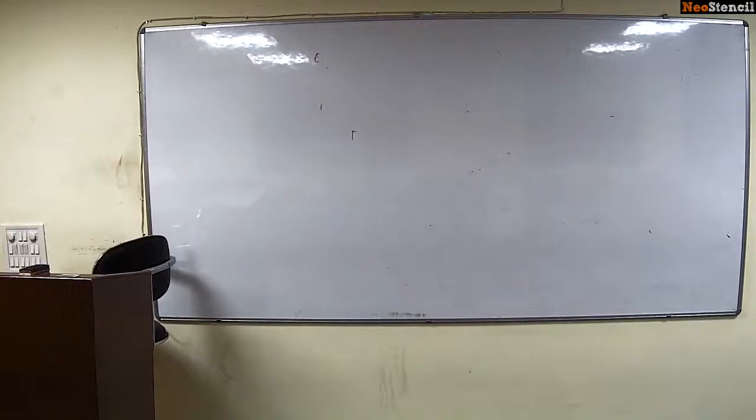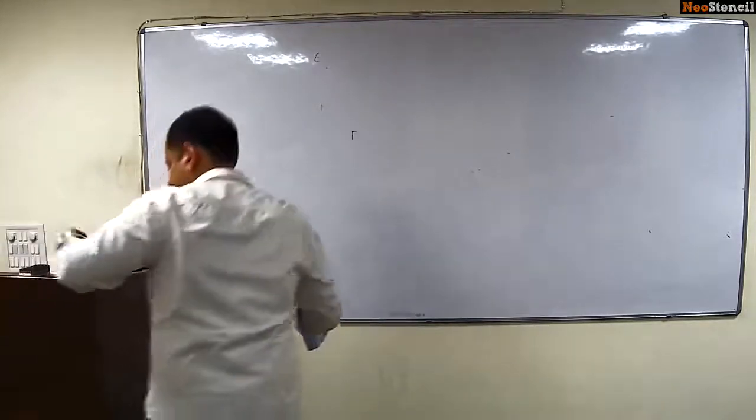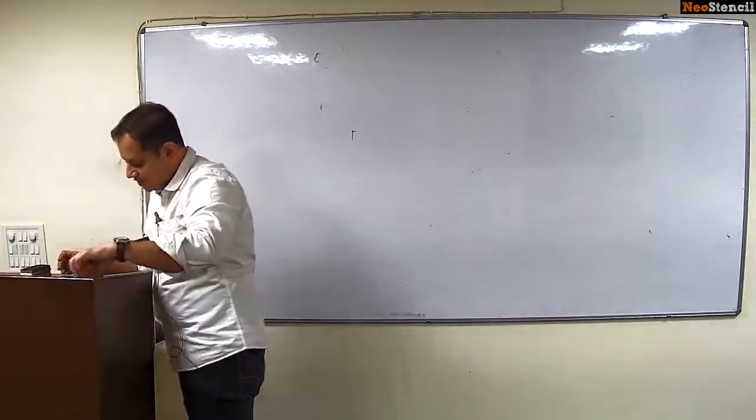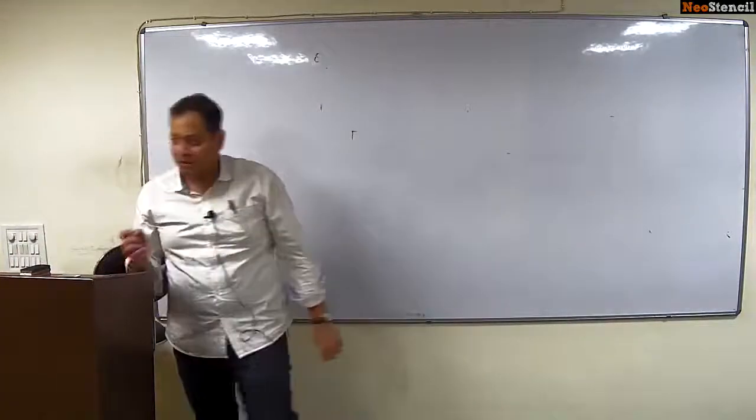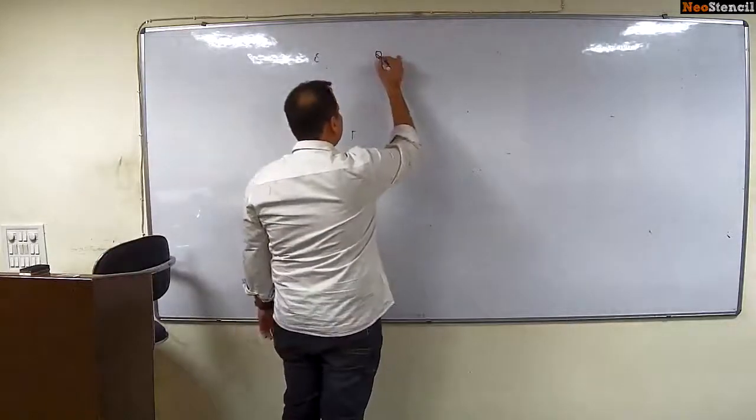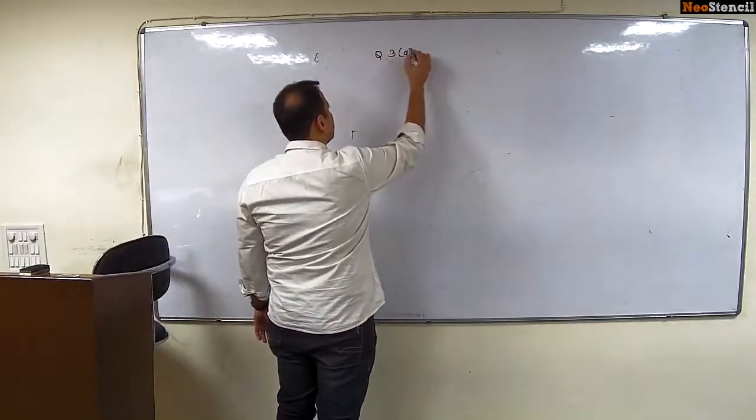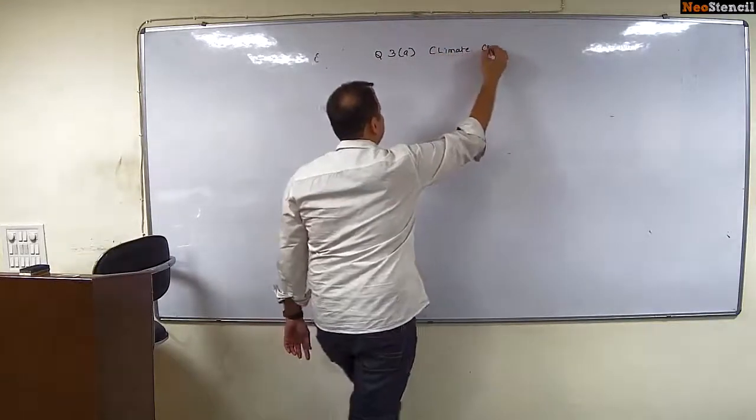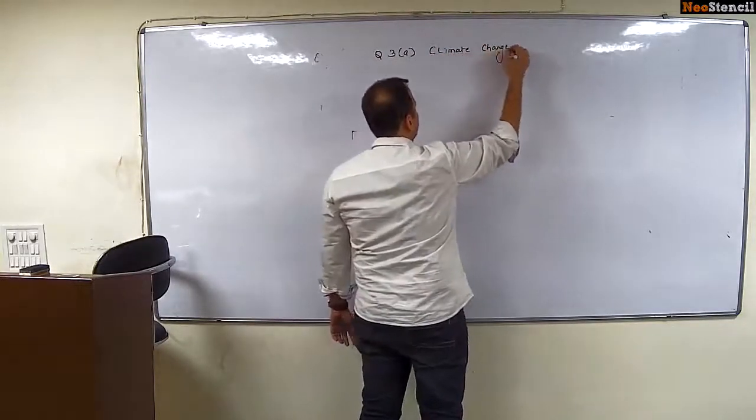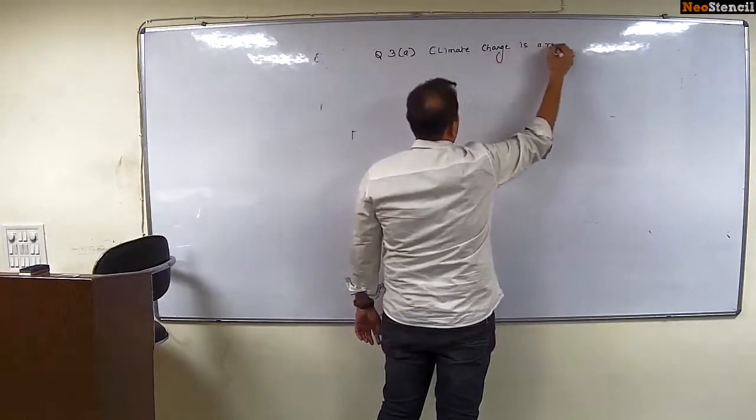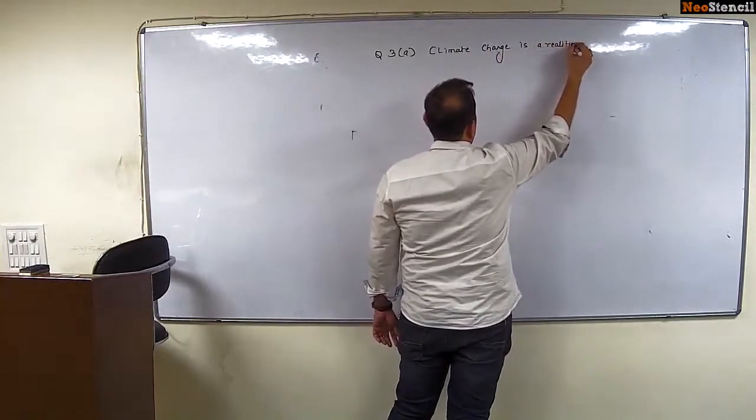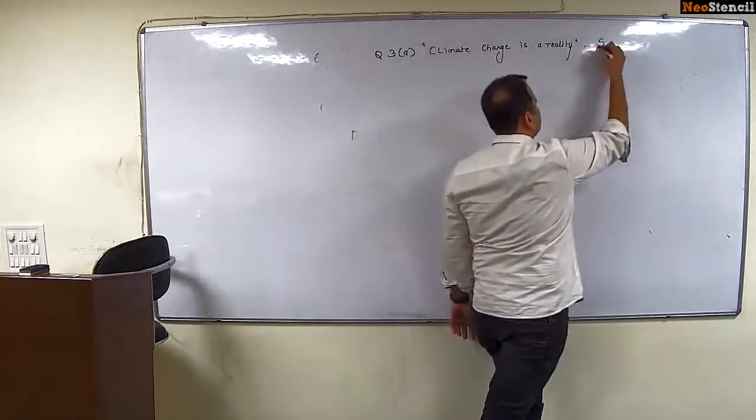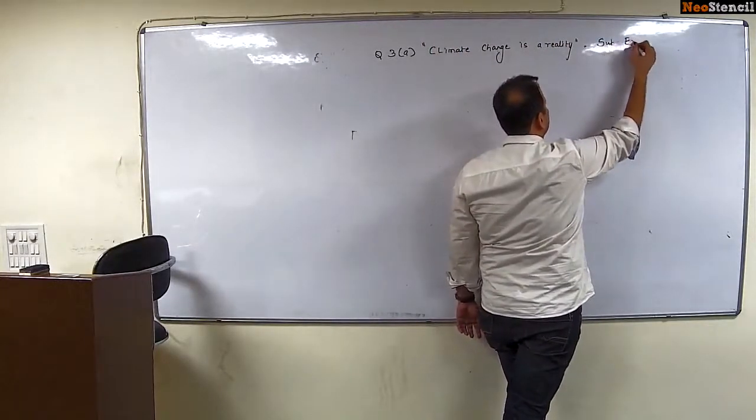So when I say, what is the first question? The first question is, climate change is a reality, explain with suitable examples. Question number 3, the first question is, climate change is a reality. And they have asked you the explanation with suitable examples.